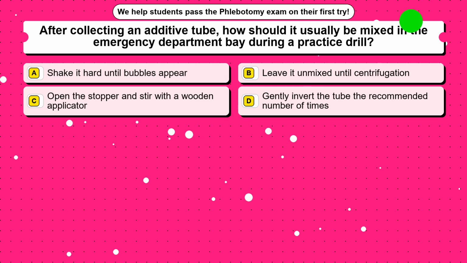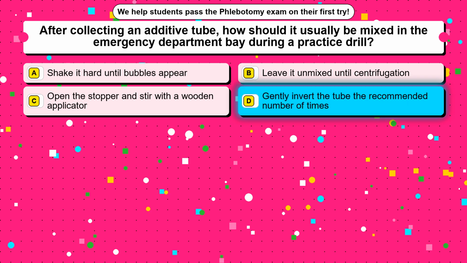Question 55. After collecting an additive tube, how should it usually be mixed in the emergency department bay during a practice drill? Option A: shake it hard until bubbles appear. Option B: leave it unmixed until centrifugation. Option C: open the stopper and stir with a wooden applicator. Option D: gently invert the tube the recommended number of times.